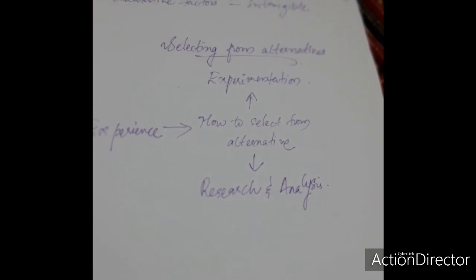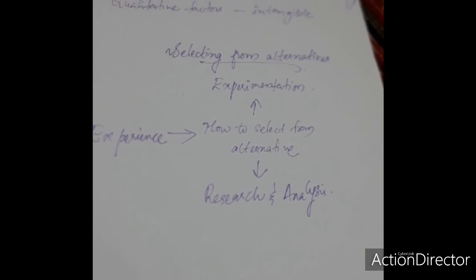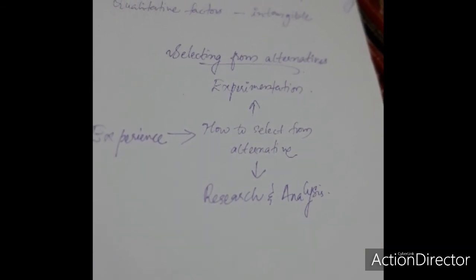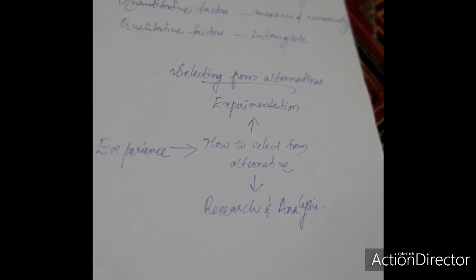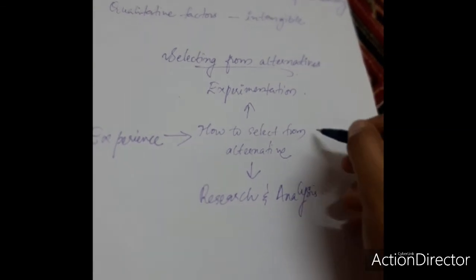So these are the methods for selecting from alternatives. From here we'll choose a solution, or a choice is made.